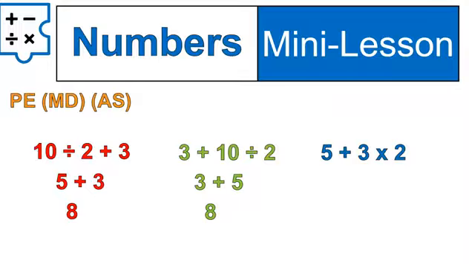Our final question, I threw in some multiplication there. Addition and multiplication, when you have the choice, you will do multiplication first. So we do 3 times 2, which gives us 6, and then 5 plus 6 leaves us with 11.